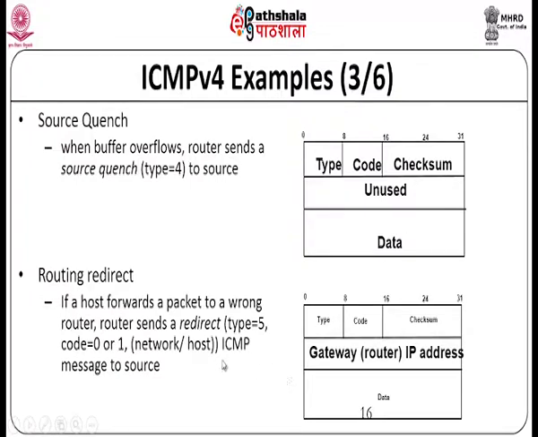Next is the routing redirect message. When you want a routing redirect message, basically you need to specify the address to which you want to do a redirection. So, you will see that the gateway router IP address is specified here. You have type, code and checksum which are the same, plus you have the gateway router IP address specified.